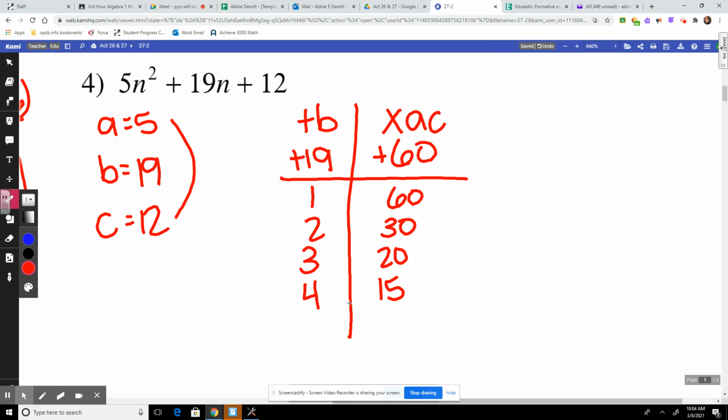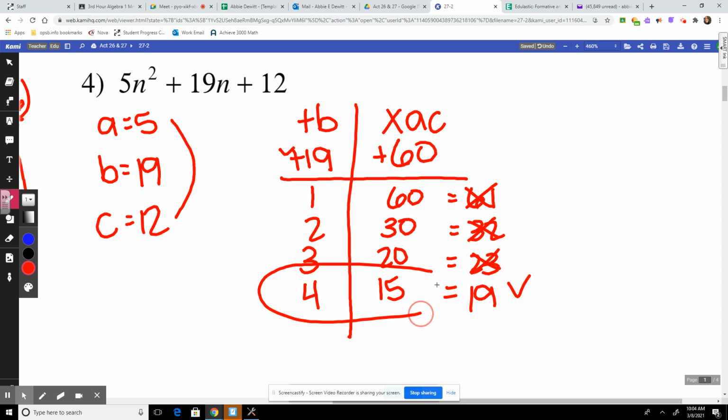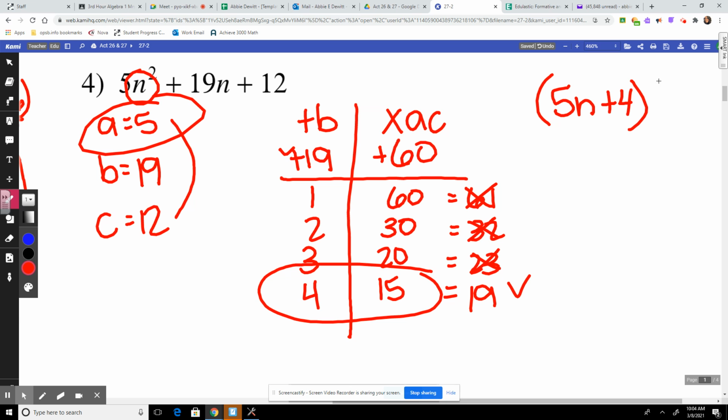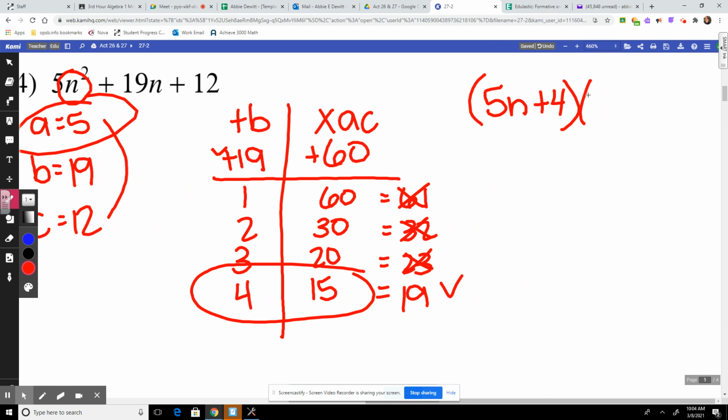Okay, so what two of these numbers are going to add to 19? That's 61. Nope. 32. Nope. 23. Nope. 19. Ding, ding, ding. That adds to 19. 15 and 4 multiply to 60 and add to 19. So my answer is going to be A, 5, N, variable. So 5n plus 4, times, running out of space here, 5n plus 15.